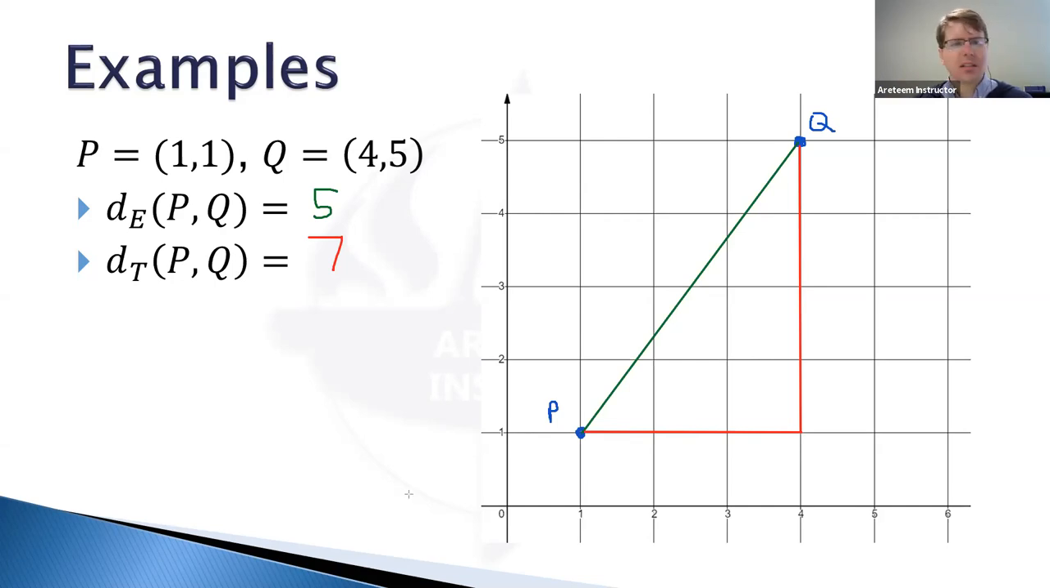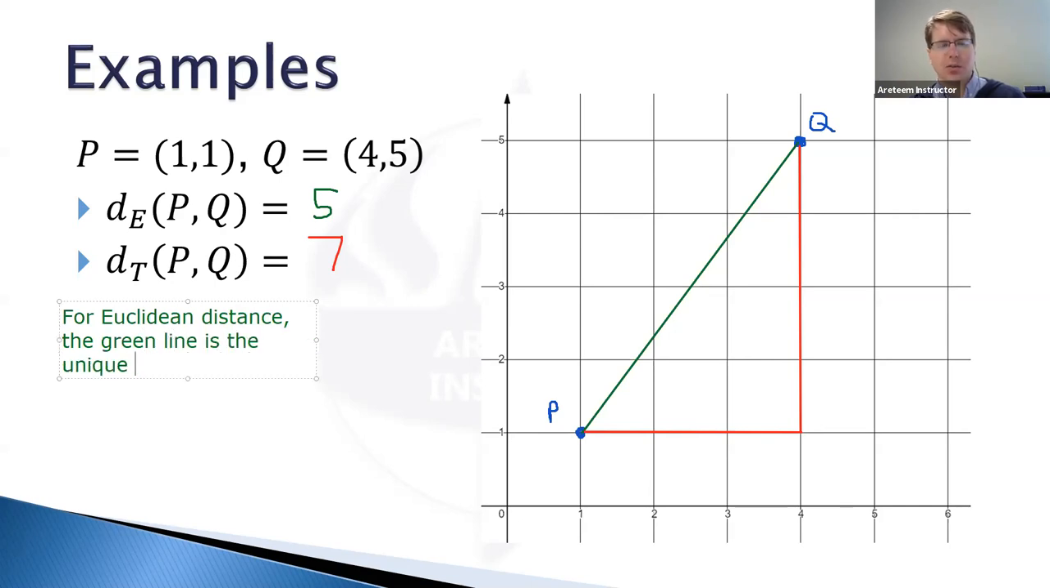So there's always a distance between these 2 points. Now, the green line I drew, for Euclidean distance, the green line is the unique shortest path, the unique path with length 5 from P to Q. Does that type of thing exist for taxicab distance in general? In general, can we talk about a unique path here?